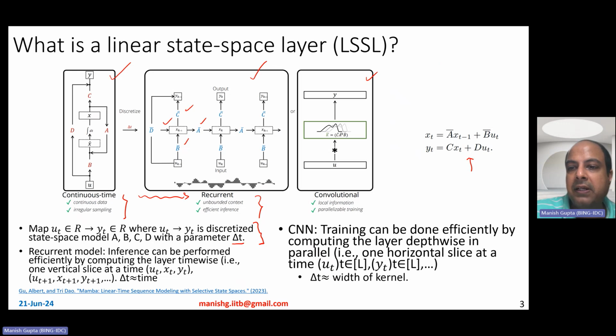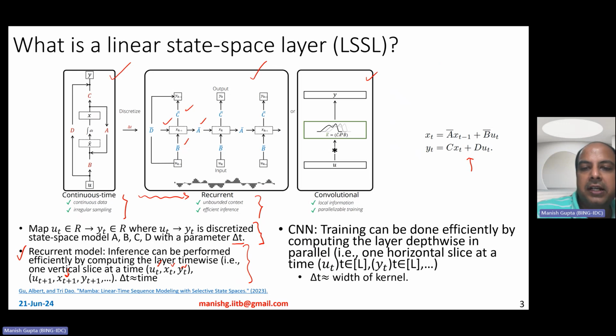U are the inputs, remember, x are the states, right? So that's that. Now, the inference can be performed efficiently by computing the layer time-wise. What you could do is operate on one slice at a time. So ut, xt, yt, and then you can take your xt to compute xt plus 1, and then you can consume ut plus 1. This is just typical recurrent neural network inference, right?